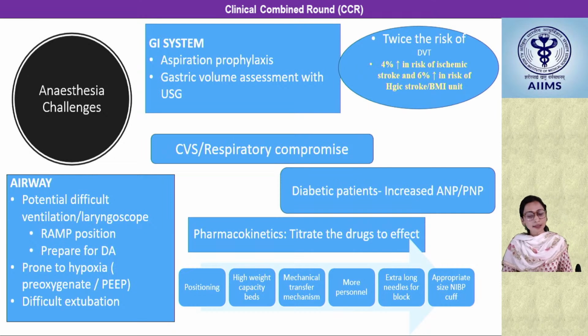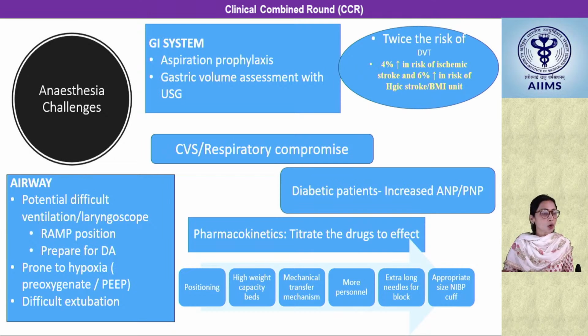Also, these patients stand at twice the risk of deep venous thrombosis, and there is an increased risk of ischemic stroke as well as hemorrhagic stroke with each unit increase in the BMI. The cardiovascular and respiratory systems are already compromised. These patients have increased incidence of gestational diabetes mellitus, and long-standing diabetes mellitus can lead to increased incidence of autonomic as well as peripheral neuropathy, which have an implication for the regional anesthesia which we were planning.